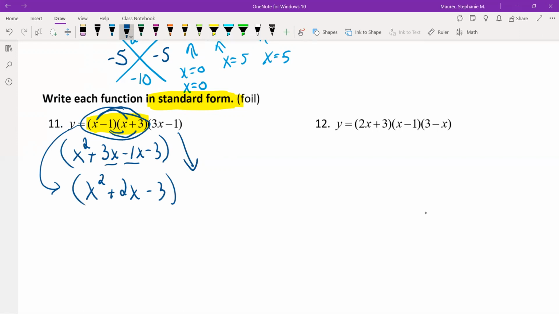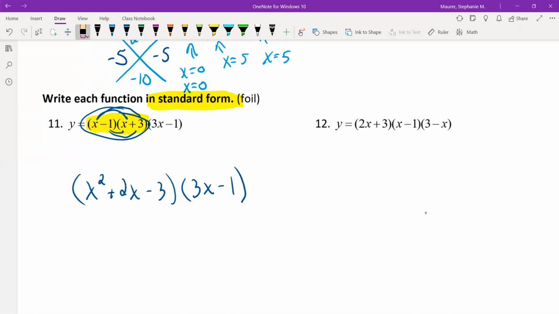Now I'm ready to bring down the next piece, the 3x minus 1. And from this factored form, I'm going to clean this up a little bit so we can get rid of some of the distractions. Now what we're going to be looking at is to basically still FOIL these problems. And what we want to do is we want this x squared to be multiplied by the 3x and the x squared to be multiplied by the negative 1. That would give me a 3x to the third minus x squared.